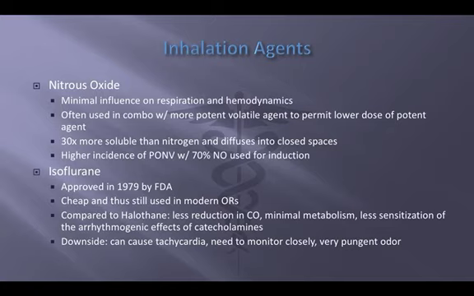It is 30 times more soluble than nitrogen, and it diffuses into closed spaces. This is a common test question. They say, you get a patient with a small bowel obstruction, which of these agents would you not want to use? Or has a pneumothorax, which one of these would you not want to use? The answer is nitrous oxide because it can diffuse into these closed spaces, like a small bowel obstruction or a pneumothorax, and it can cause worsening of those.